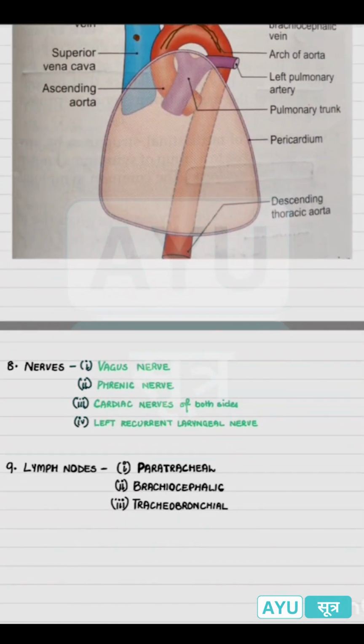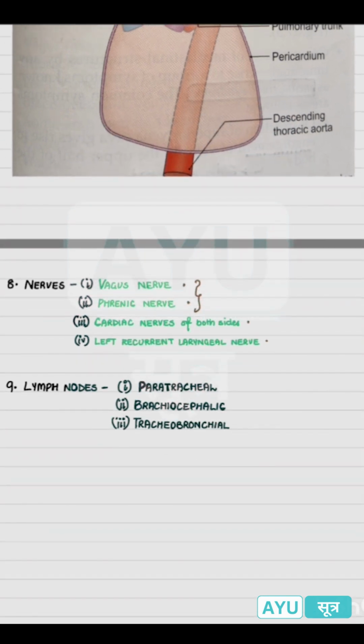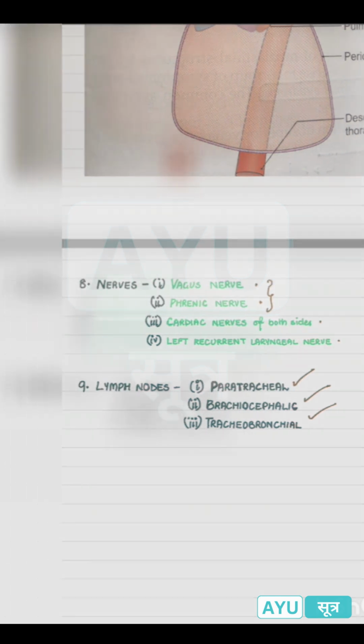Next we have nerves. It consists of vagus nerve, phrenic nerve, cardiac nerves of both sides, left recurrent laryngeal nerve. The most important are these two, vagus nerve and phrenic nerve. You need to remember these. And at last are the lymph nodes: paratracheal, brachiocephalic, tracheobronchial lymph nodes.